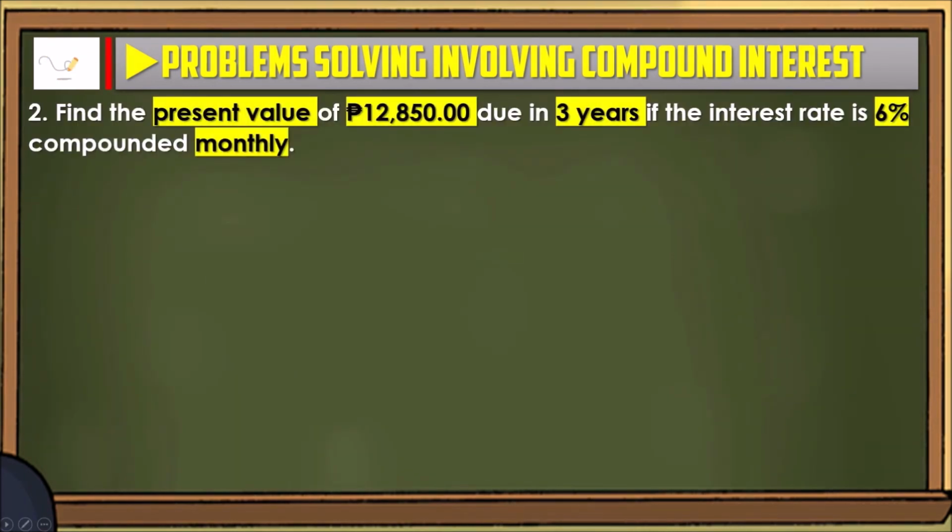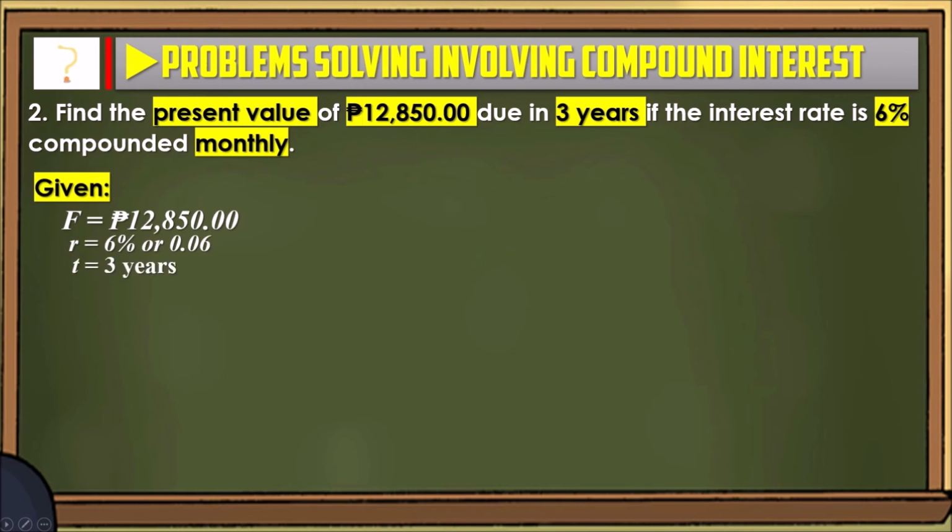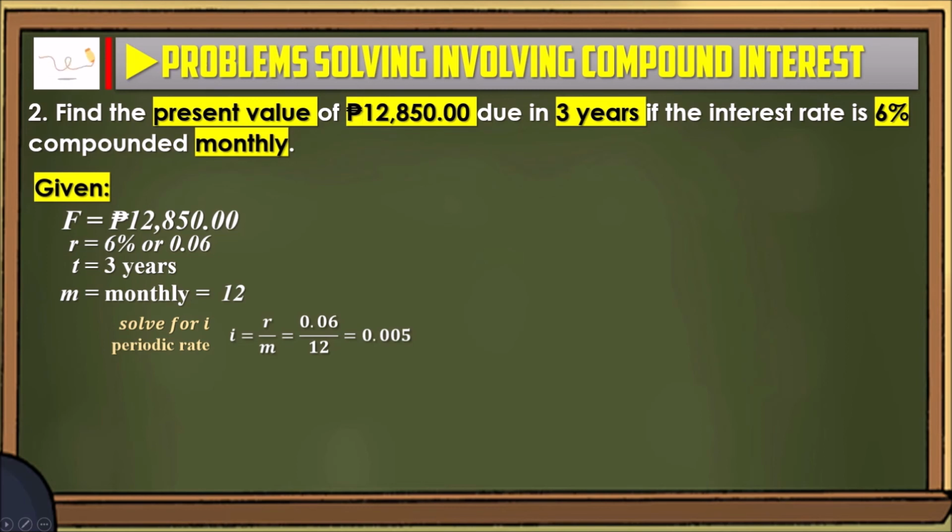Number 2. Find the present value of 12,850 pesos due in 3 years if the interest rate is 6% compounded monthly. Given are the following. We have the future value, the annual interest rate, the time, and the conversion period, which is 12 or monthly. First is to solve the periodic rate. Periodic rate is equal to the quotient of annual interest rate over conversion period. So we have i is equal to 0.005.